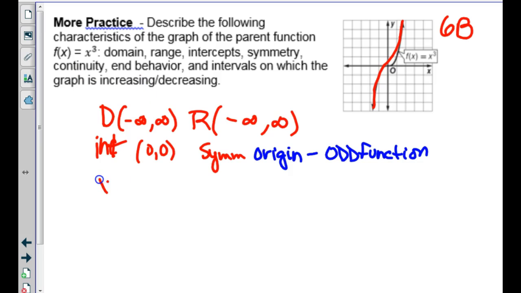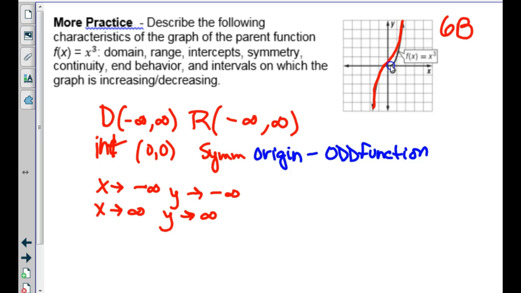End behavior? I'm going to go fast. How do you say left? Okay, and what is it doing on the left? So y is also approaching negative infinity. On the right, it's going up, so it's positive infinity on both. Intervals on which it's increasing or decreasing? Does it have any maxes or mins? No. So it is all increasing. As you go left to right, the values just keep getting bigger.